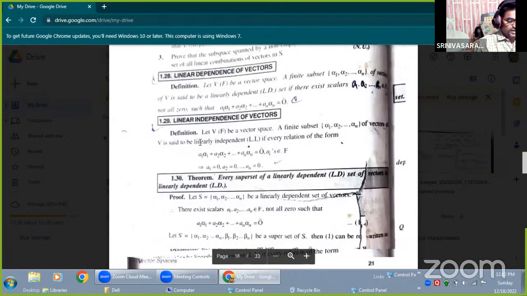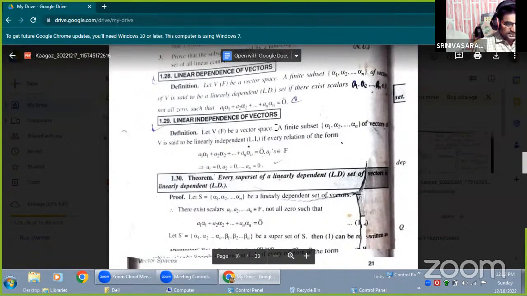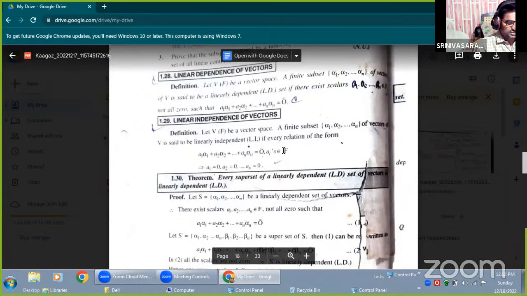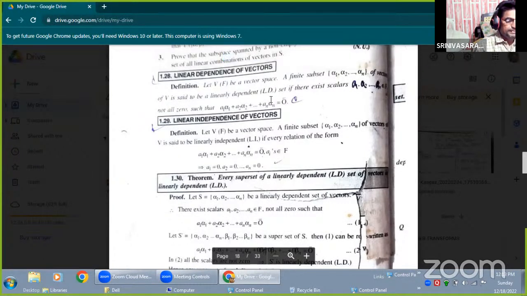Next one. What are linear dependence and linear independence? Listen carefully. What is a linearly dependent or linearly independent set of vectors? First of all, let V over F be any vector space. Take a subset of the elements of the vector space, the finite subset of elements alpha 1, alpha 2, and so on, alpha n. Now, this finite subset of vectors of V is said to be linearly dependent.